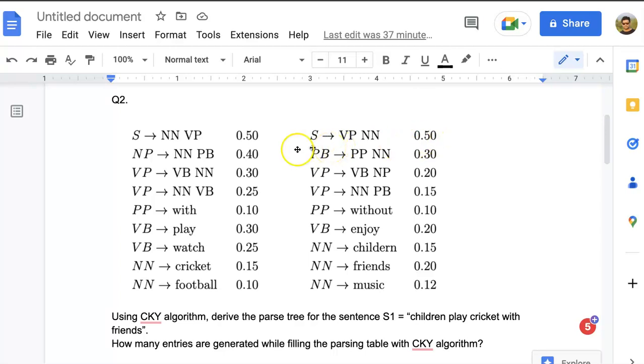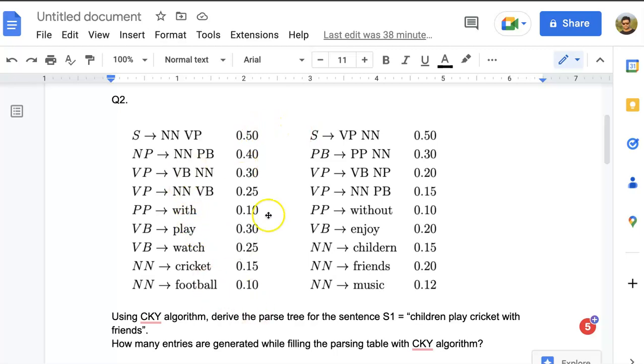Now there is another rule, which is NP to NNPB, with probability 0.4, but there are no other NP rules. Okay, there may be other NPs possible, but they have not included them. But if they included those rules, the total probability of those rules should be 1. Okay, so just forget all these things. The thing is that for each of these rules there will be an associated probability.